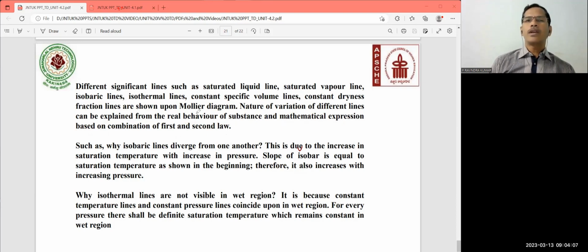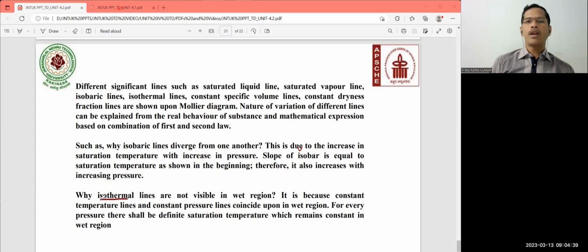When you study the Mollier diagram, two questions are going to arise. What is that one? Why do the isobaric lines diverge from one another? What is the reason? This is due to the increase in saturation temperature with increase in pressure. The slope of an isobar is equal to the saturation temperature at the beginning. Therefore, it also increases with increasing pressure.